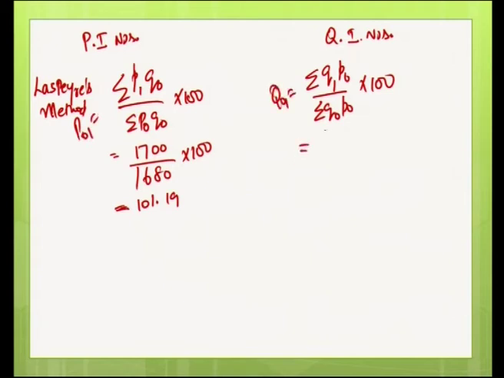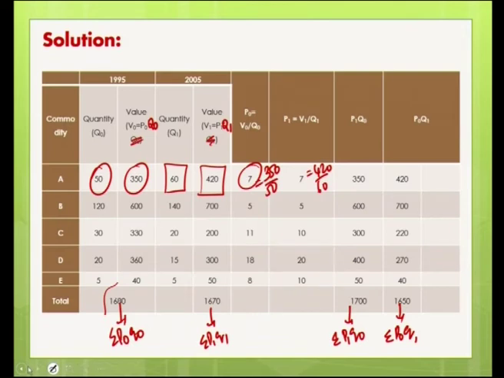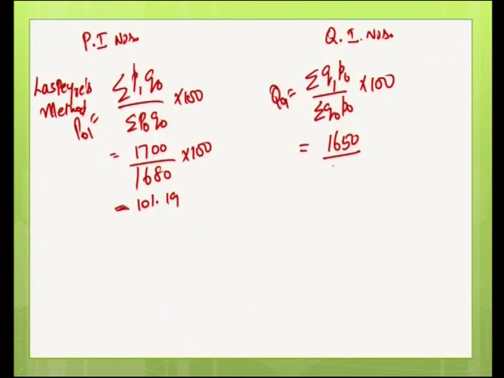This is equal to 1650 by, just see what is Q1 P naught. Q1 P naught is this total, 1650, and summation Q naught P naught is 1680, into 100, and the answer is 98.21.